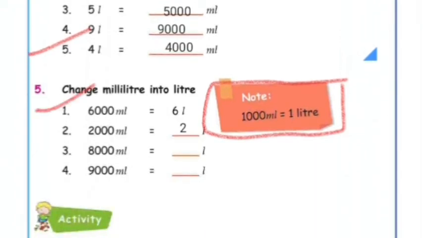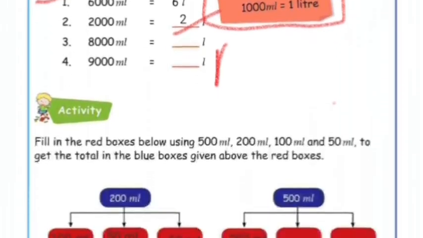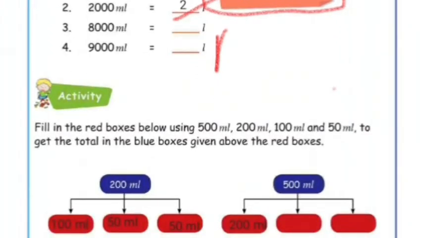Now the fifth one, change milliliters into liters. So 6000 milliliter is equal to 6 liter. 2000 milliliter is equal to 2 liter. These two you have to do by yourself. It is easy, you can do by yourself.